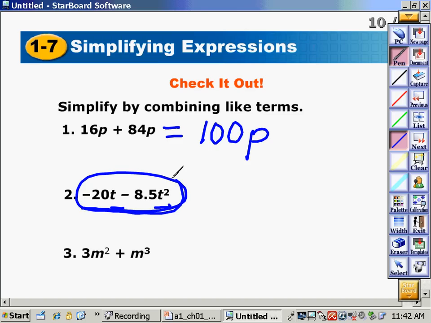Number three, we have an m to the second power, an m to the third power. Again, those cannot be put together. If you put it as m to the fifth, you are completely wrong, but we will correct it. And that is the solution.